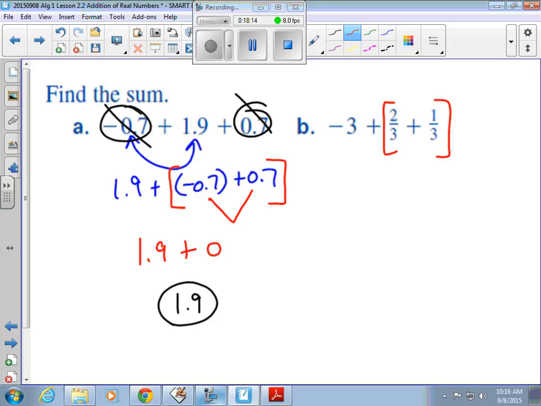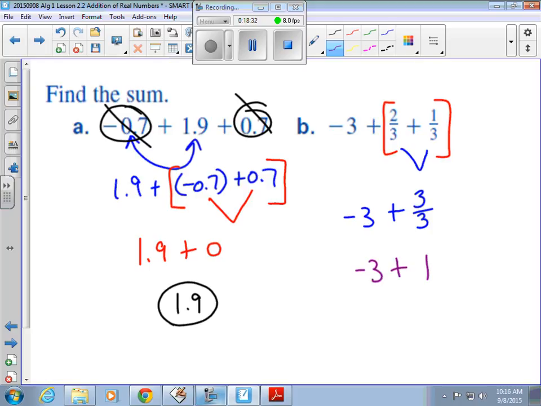They have the same common denominator 3. So the bottom number is going to stay the same. When you add 2 plus 1, you're going to get the number 3. So now we have negative 3 plus that because it's positive. All that says right there is 3 divided by 3, which gives us the number 1. So we have negative 3 plus 1.